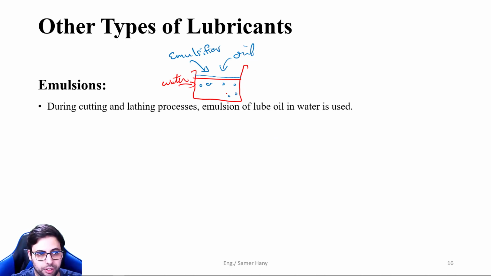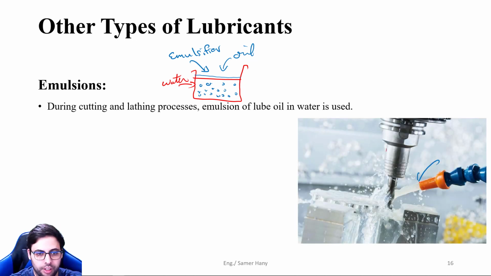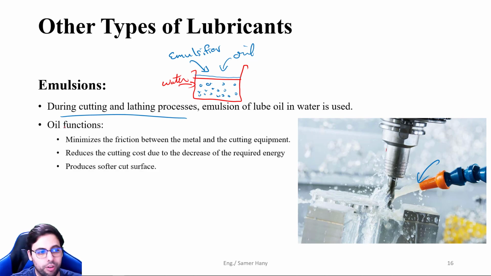So we will have some oil droplets everywhere inside that solution, and this will look like a milky water solution or something like that. And this is used in cutting fluids, in the cutting and lathe processes, since they are very heavy in friction and in solid contact with each other. So oil and water both play important roles here. The oil's function is mainly to minimize the friction between the metal and the cutting equipment.